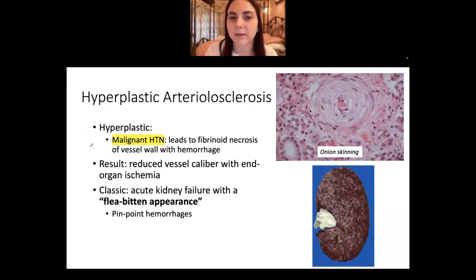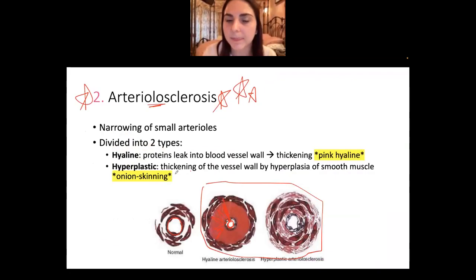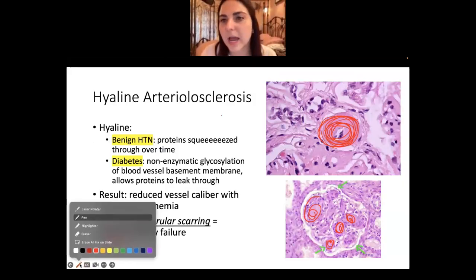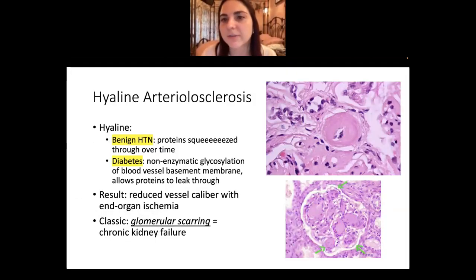And it's to the point where the blood pressure is so high that it's literally causing fibrosis of the vessel wall. And in some instances, it causes it to bleed. Even though the end result is the same, reduced vessel caliber and organ ischemia. So you can even see here, yes, this vessel diameter gets smaller. The reason is different.